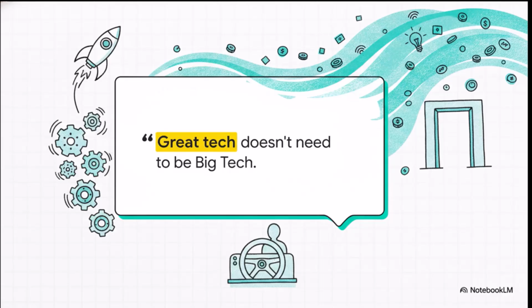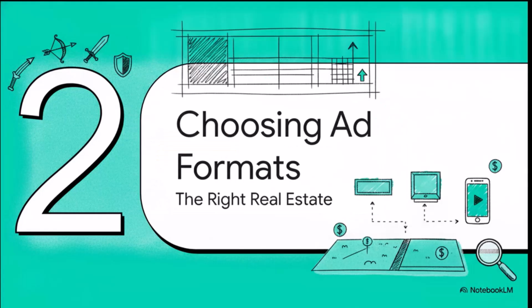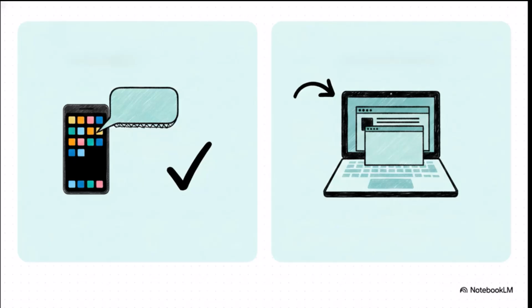Moving into Section 2, choosing your ad formats. Because before you spend a single dime, you need to know exactly what kind of digital real estate you're buying. Let's compare the two most beginner-friendly formats out there. On one side, we have push notifications. These are those clickable messages sent directly to a user's device. The real beauty here is active user consent. They opted in, which usually means much higher click-through rates.